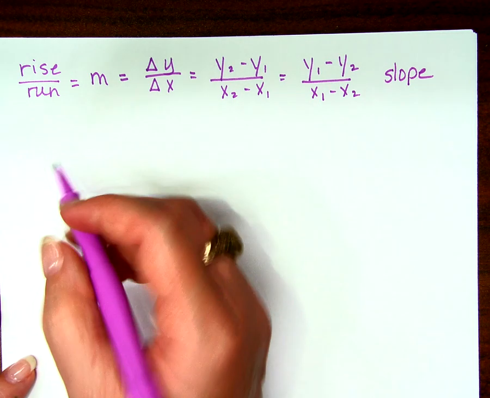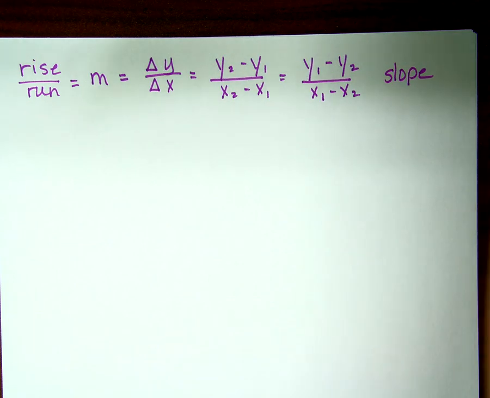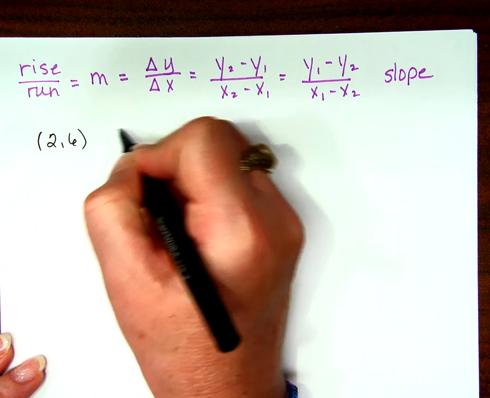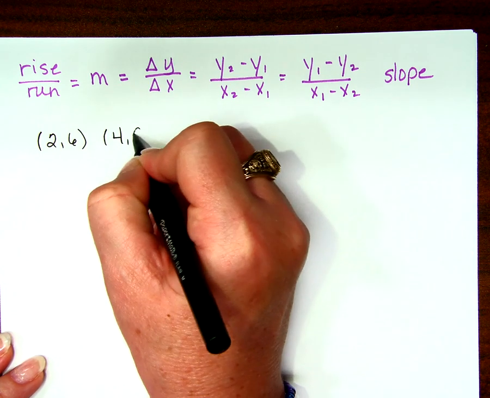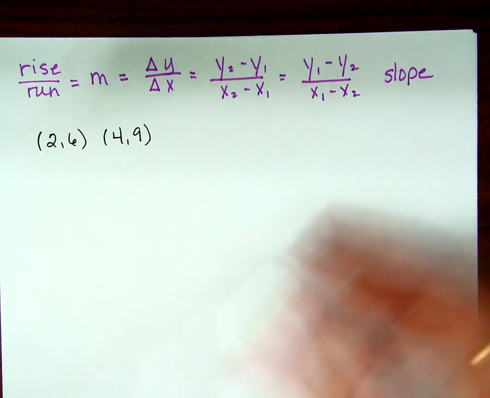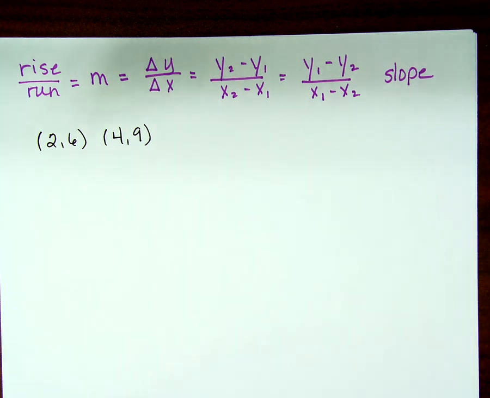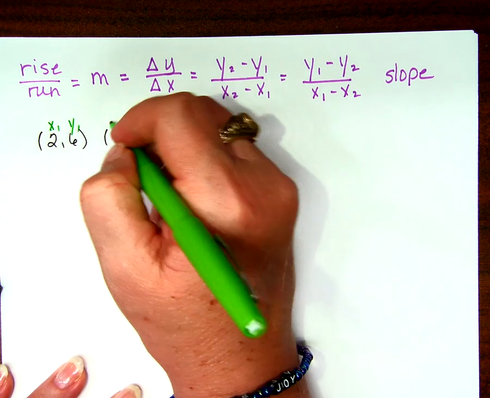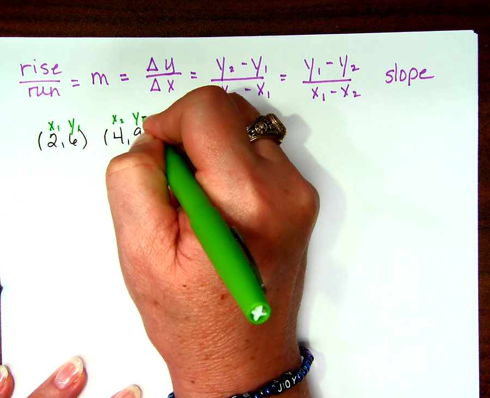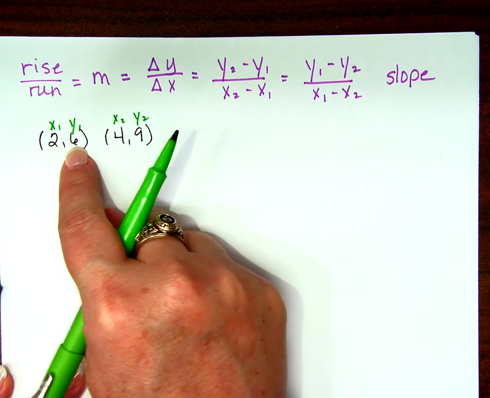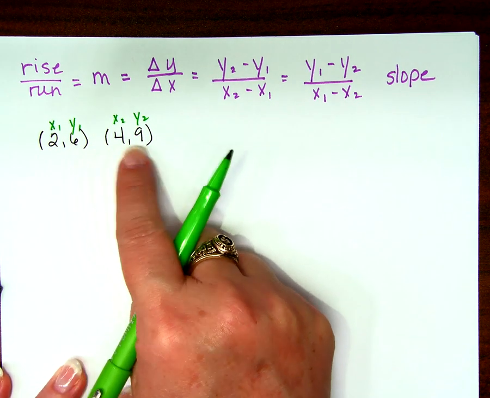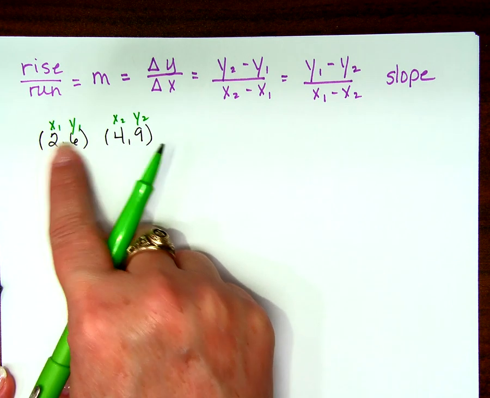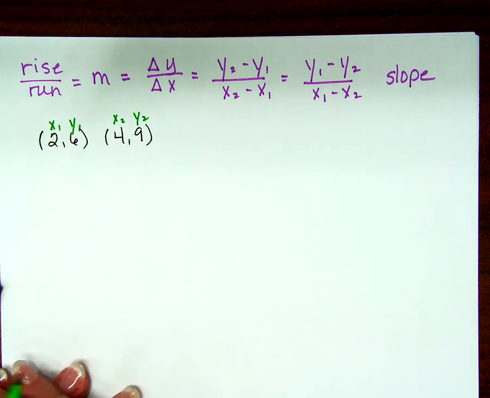So if I give you 2 points, 2, 6, and 4, 9, can you calculate the slope of this line? So this is x1 and y1. This is x2 and y2. Could I have called this x2 and y2 and x1 and y1? Yeah, just randomly labeling. I just can't call this one x1 and y2, right? I have to keep the first point together and the second point together.